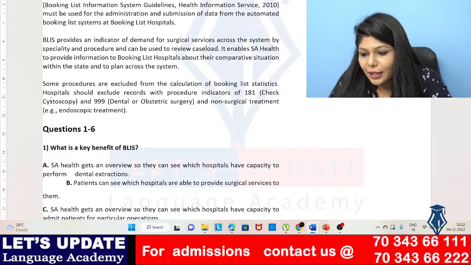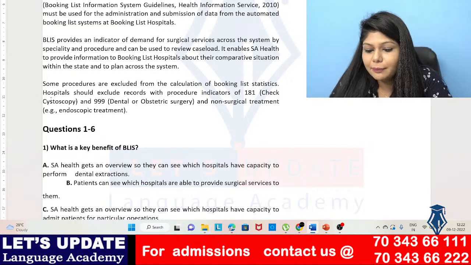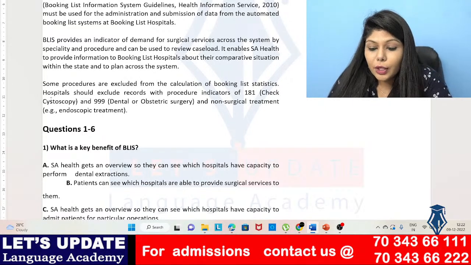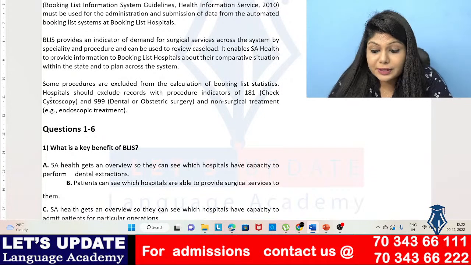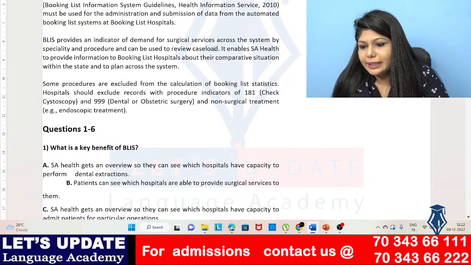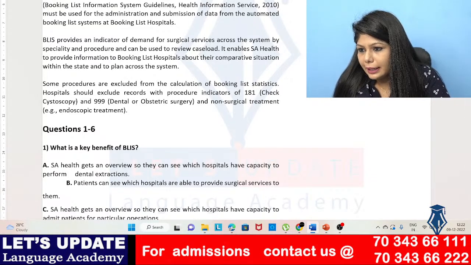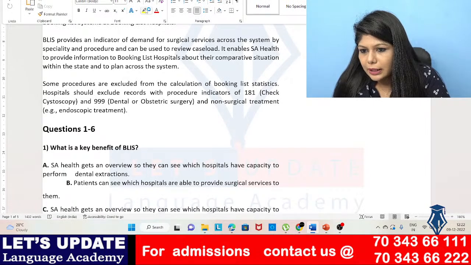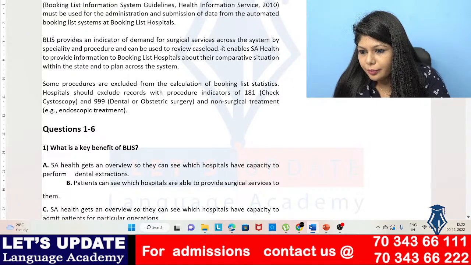Coming to the only option left, which is option C, SA Health gets an overview so they can see which hospitals have capacity to admit patients for particular operations, right? So we get that information from this line. I'll just highlight the information.